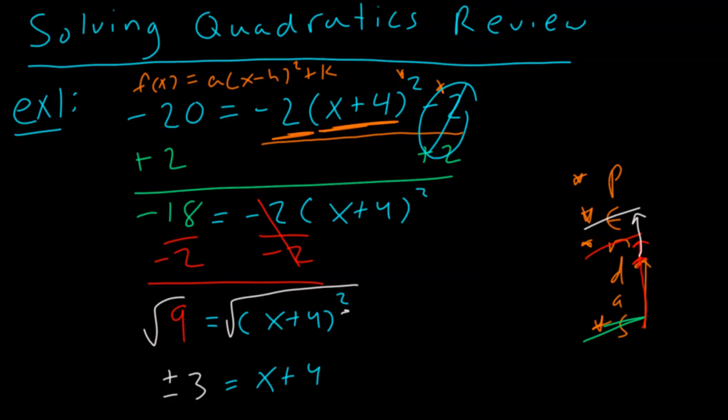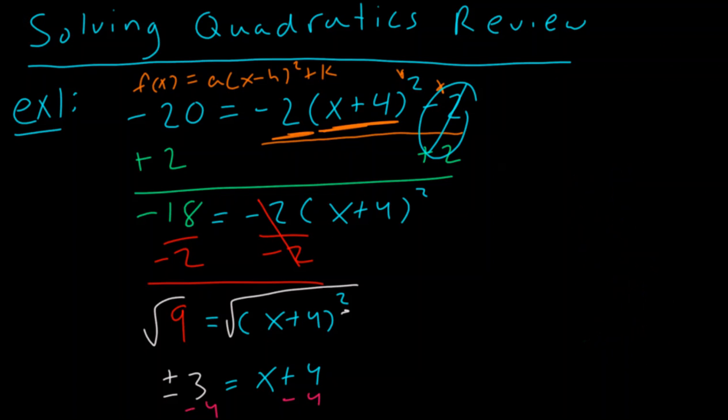Now, from here, we can really do two things. I guess we'll do it this way. We'll go ahead and say, using this nice kind of purple color, I'm going to subtract 4, and I'm going to subtract 4. Now let's move everything over here to the right. And we can kind of write it like this. We can say, okay, we have negative 4 plus or minus 3 is equal to x.